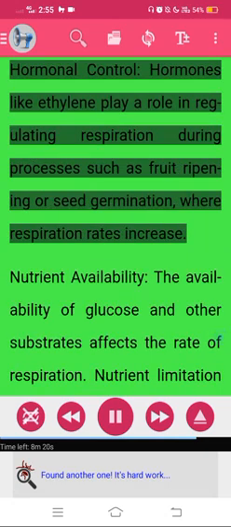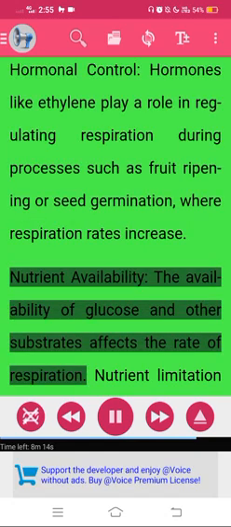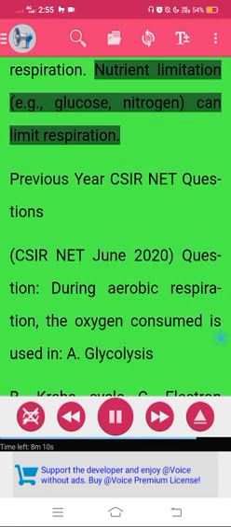Hormonal control: hormones like ethylene play a role in regulating respiration during processes such as fruit ripening or seed germination, where respiration rates increase. Nutrient availability: the availability of glucose and other substrates affects the rate of respiration. Nutrient limitation, for example of glucose or nitrogen, can limit respiration.